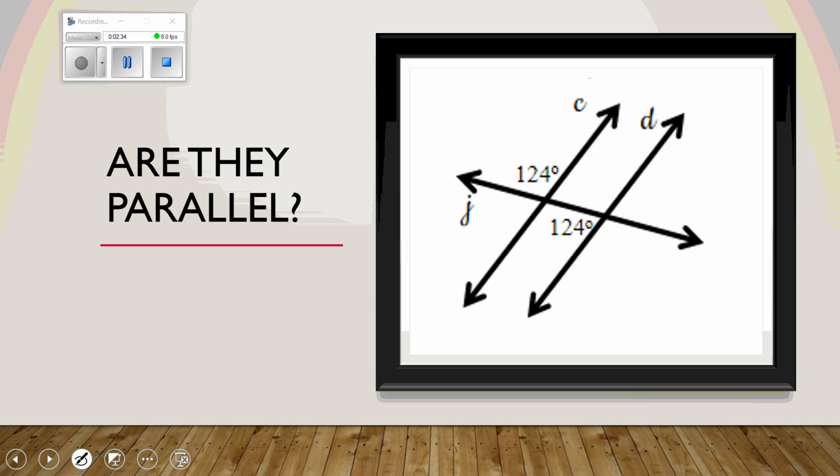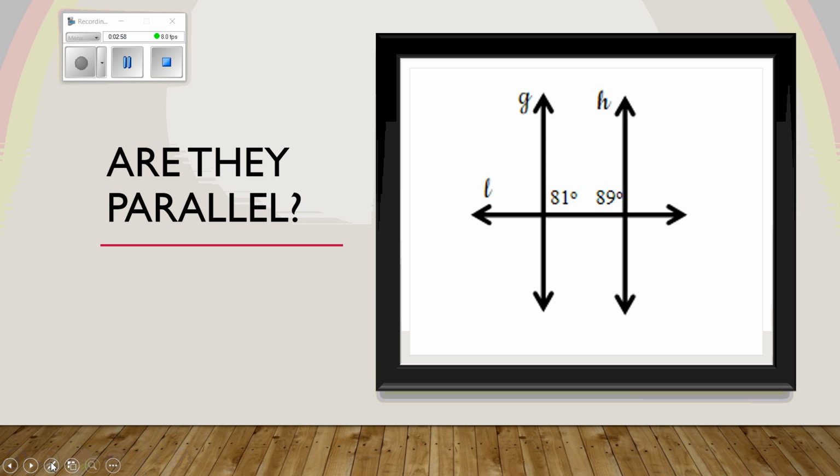Right here, are these parallel? We have 124 right here, and we have 124 right here. They're congruent, but they're not alternate interior, they're not alternate exterior, they're not corresponding. Therefore, no, these lines are not parallel.